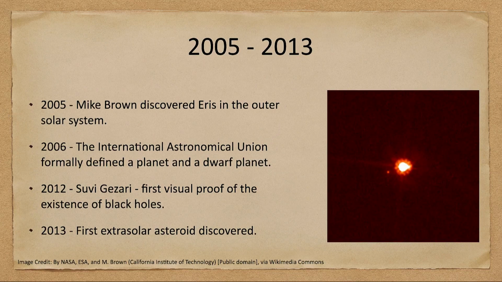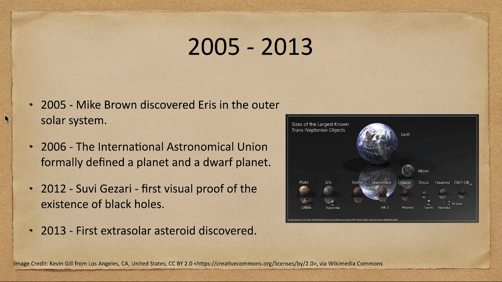Now moving on into the 2000s, we discovered Eris. Eris was discovered in the outer solar system. So we see that here pictured and its moon, not easy to see from Earth. In 2006, we came up with the classification of a dwarf planet, a formal definition of a planet, which is where Pluto's classification got changed.